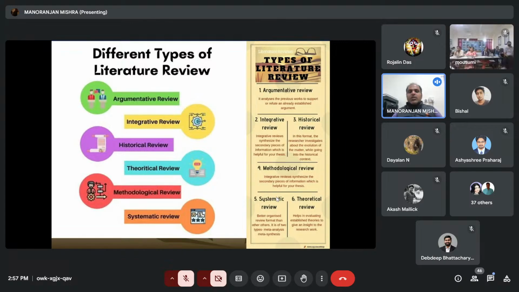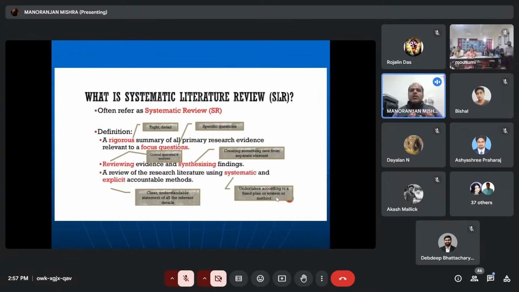So when I say SLR, what is a systematic literature review? That is also called a systematic review. So what's the definition? A rigorous summary of all primary research evidence relevant to a focus question. Very simple. It's a rigorous work. It's not a haphazard or random type of work usually a researcher does. So it's a tight, detailed summary of whatever evidences, or the primary evidences, are available related to your research questions.